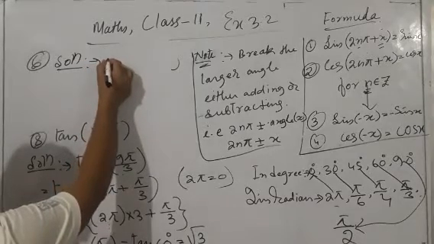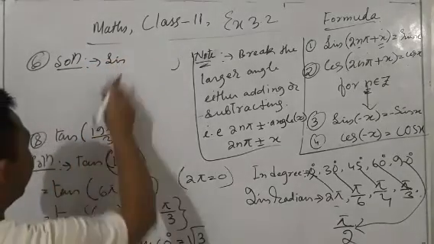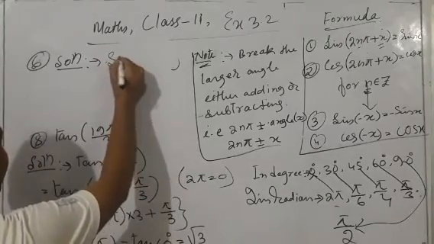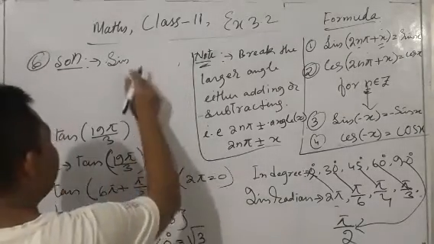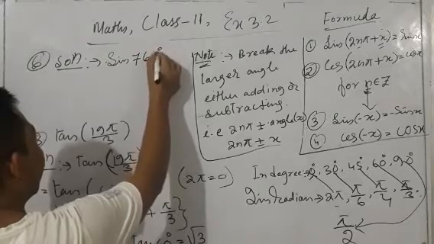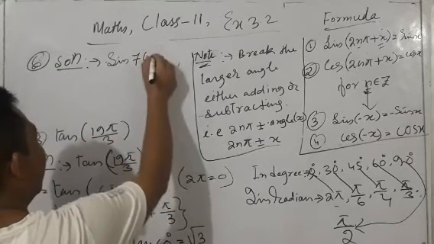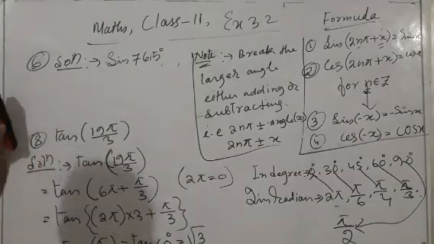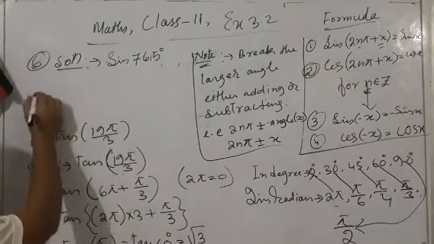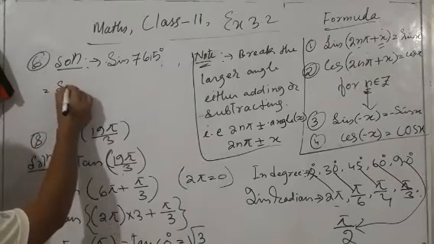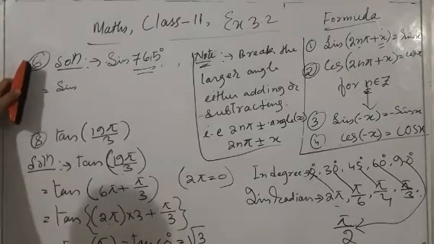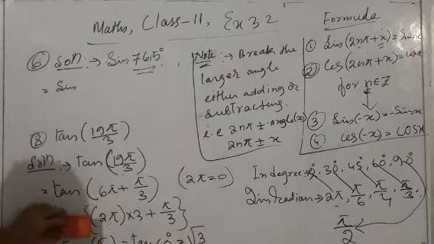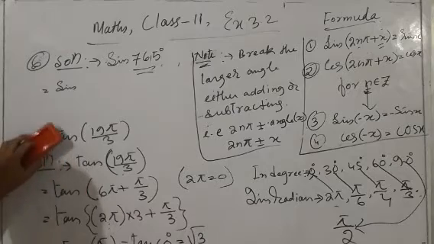There is sine of 765 degree, correct? 765 degree. That gives equal to what? So we have to break it. It is a larger angle, right? If you have noted it down, I am rubbing this part. I just want to show you something.